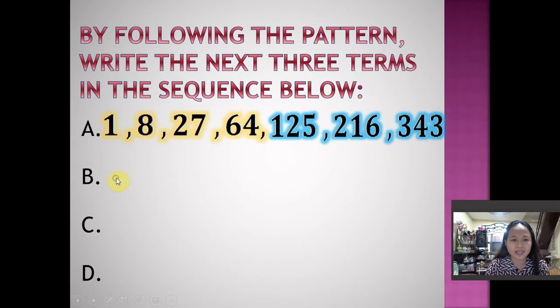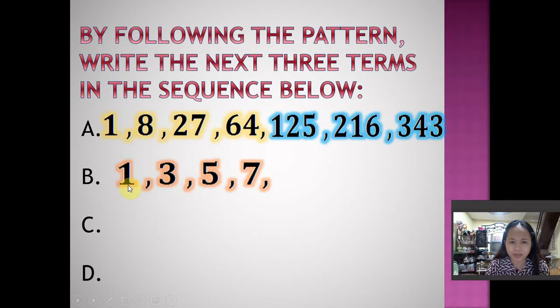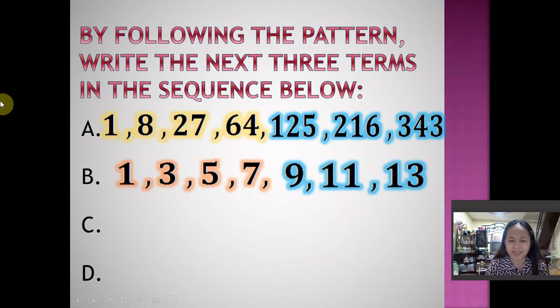Okay, how about the second example? 1, 3, 5, 7. What do you think are the next 3 terms? Look at the pattern for this sequence. What did we do to 1 to get 3? What did we do to 3 to get 5? And so on. So what do you think are the next 3 terms? Okay, therefore the next 3 terms are 9, 11, and 13.